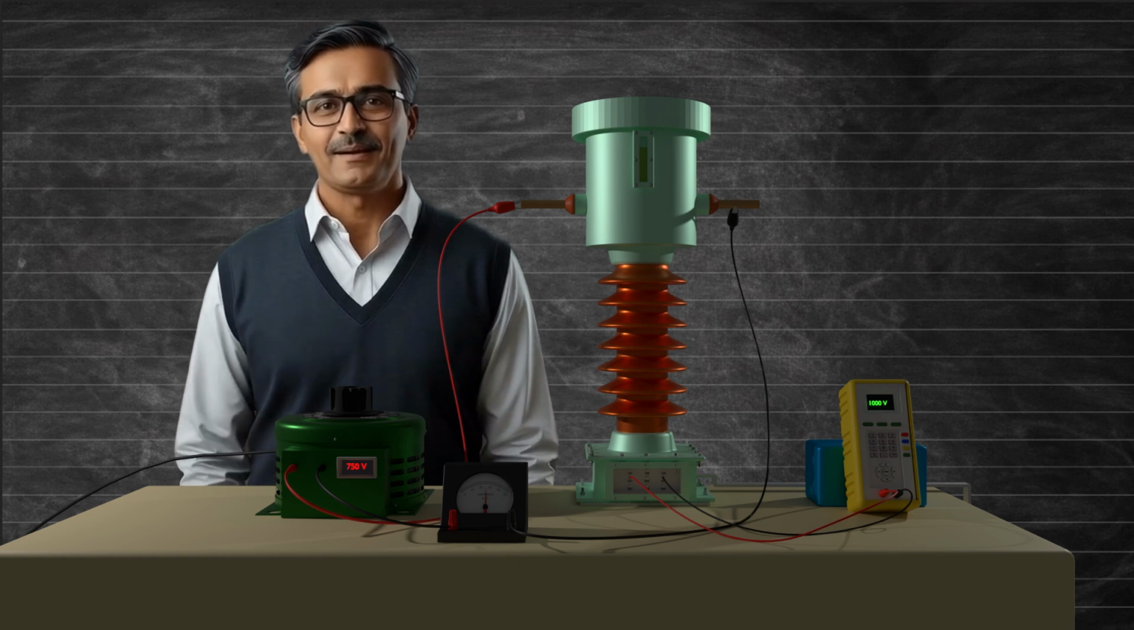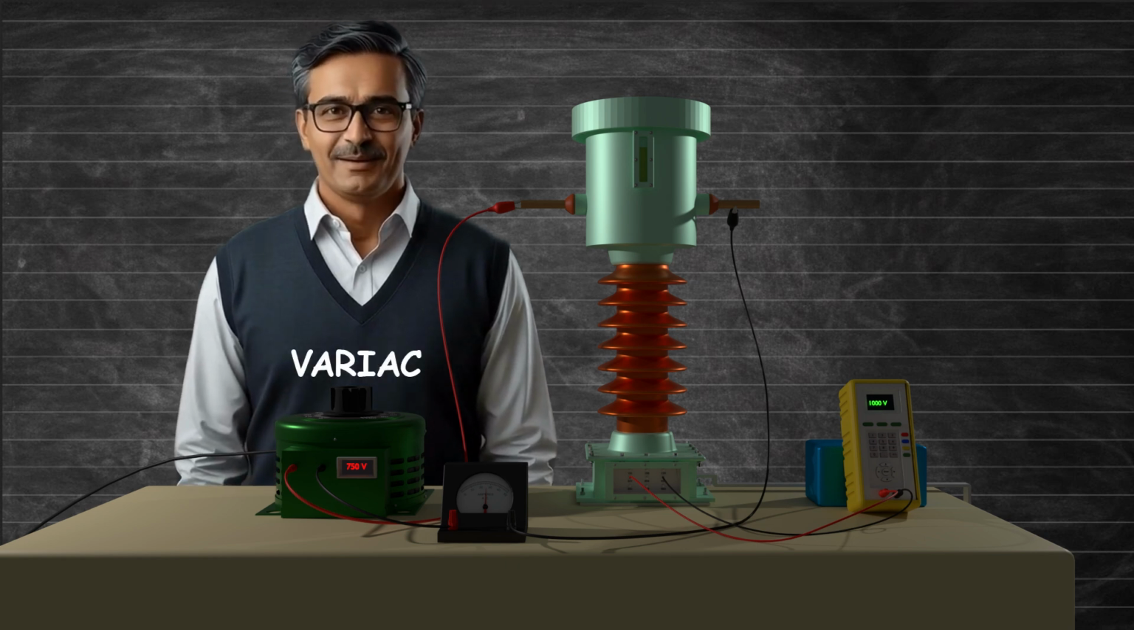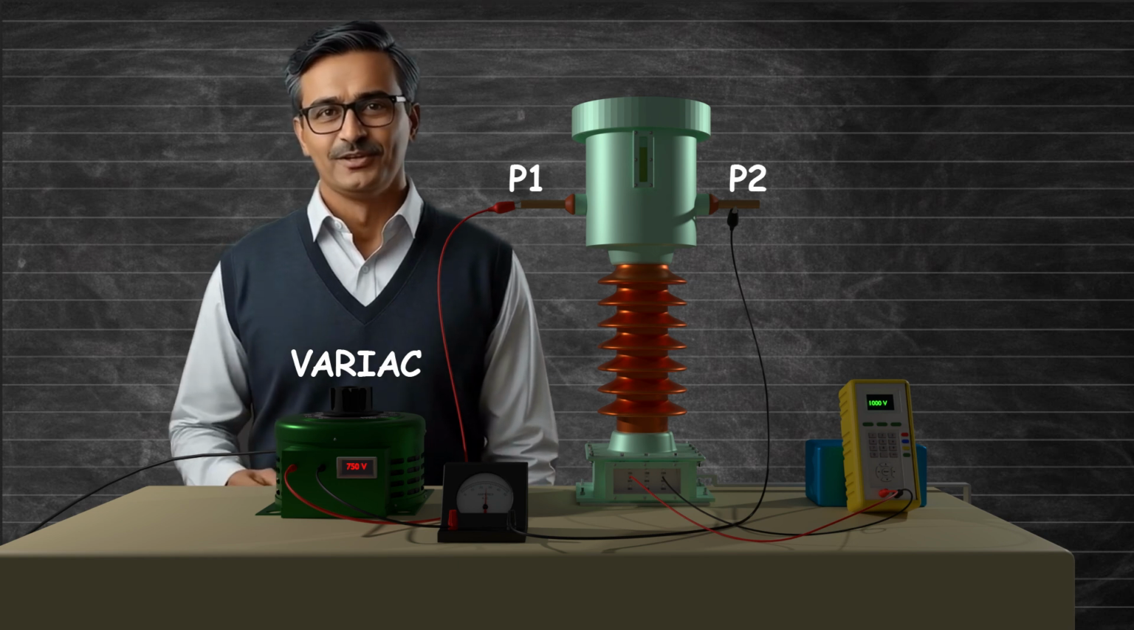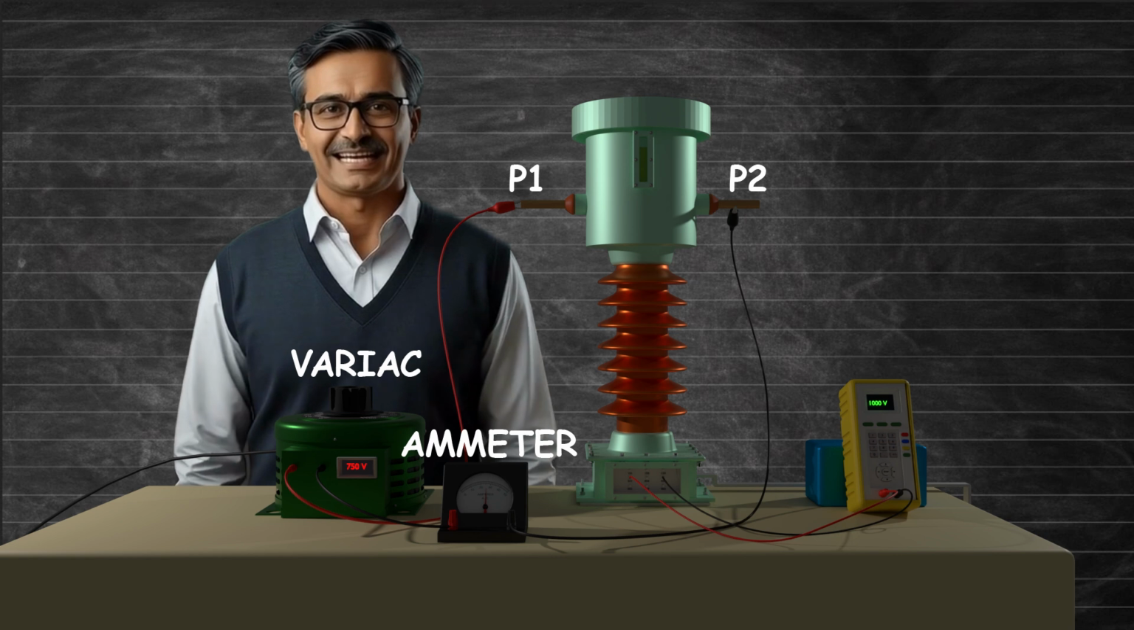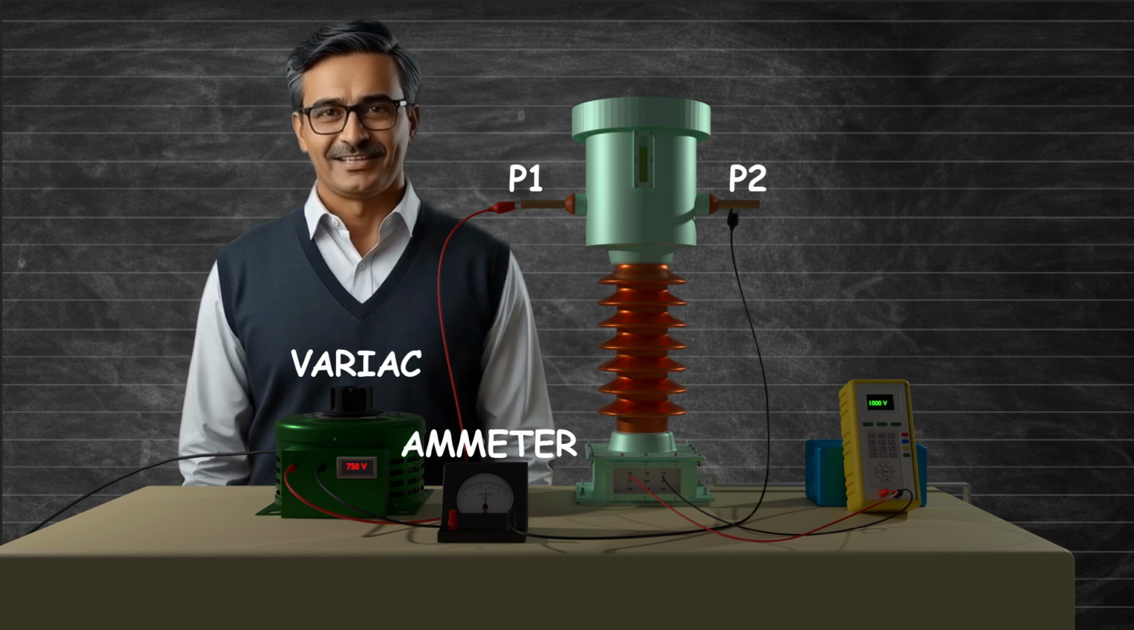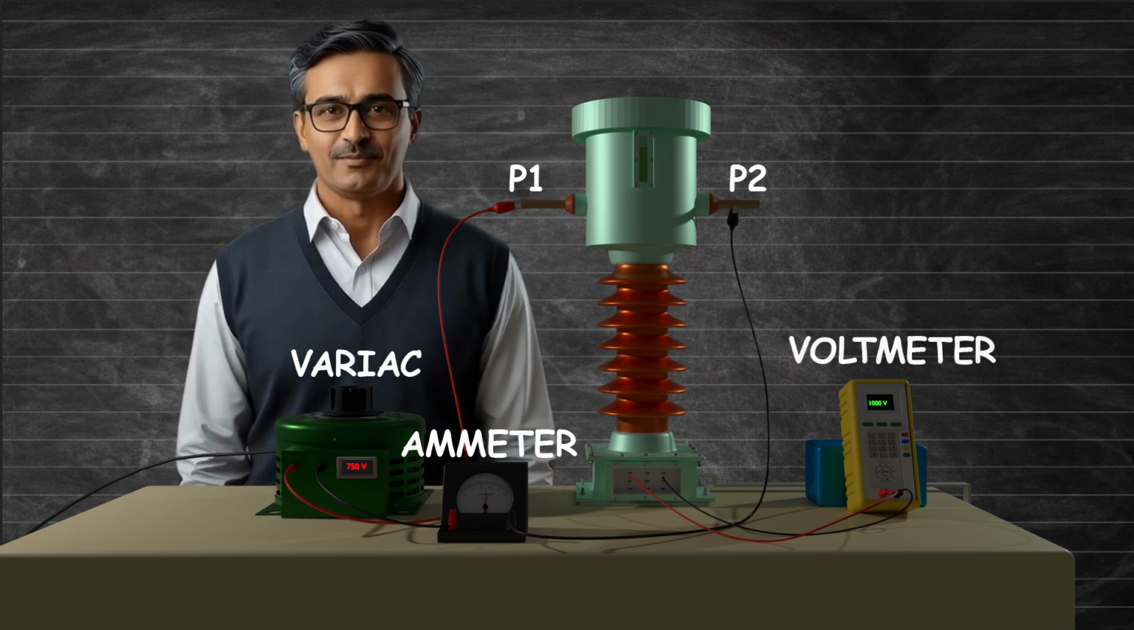In this method, we connect a variac across the primary terminals P1 and P2 of the current transformer as shown. An ammeter is connected in series with the variac to measure the injected primary current. A voltmeter is connected across the secondary winding to measure the induced voltage.